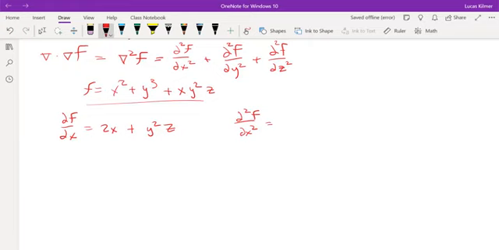The 2x gives us an x. I'm sorry, not an x, gives us a 2. And then that y squared z does not have a second component, so we end up with just that. So that's going to be my first.